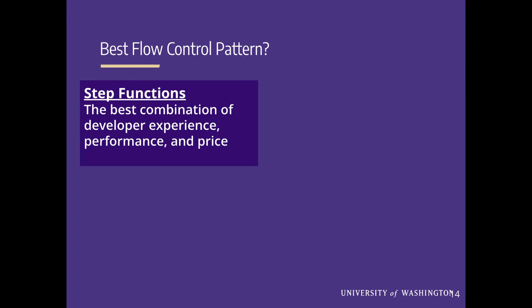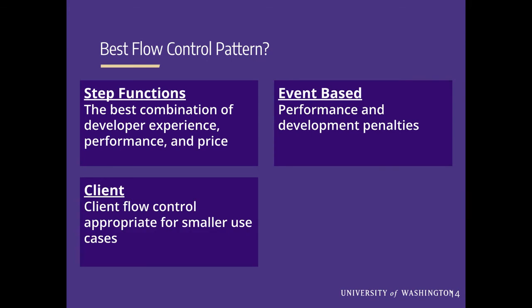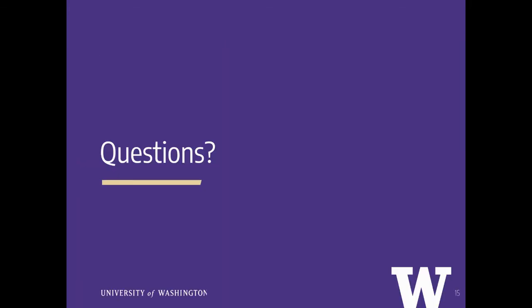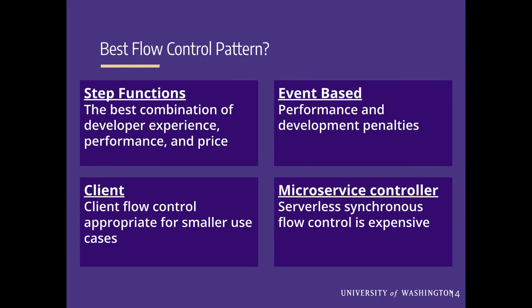So your question here would be, what is the best flow control pattern? For us, it seemed to be the step functions implementation. This is an AWS offering specifically designed to solve this problem, and it did perform the best. Event-based did come with performance and development penalties. The VM client would be appropriate for smaller use cases. And while we were able to decrease the cost of the microservice controller by using a low memory setting, it was still the most expensive method.